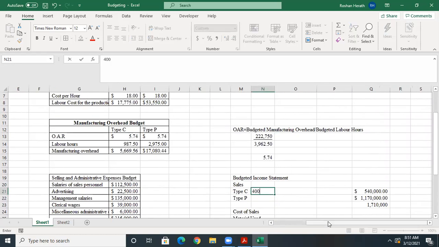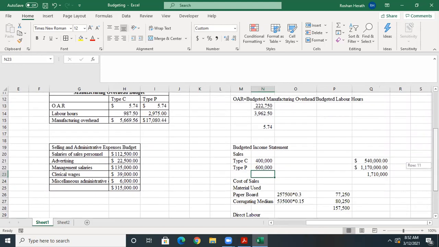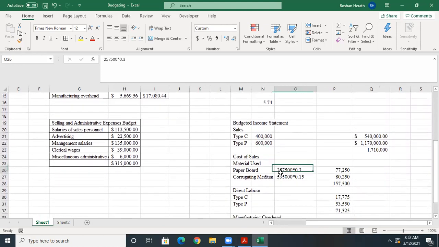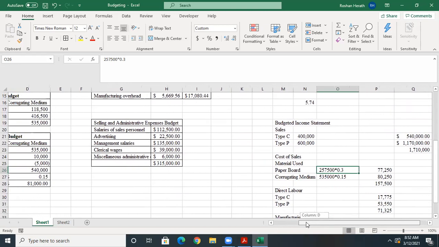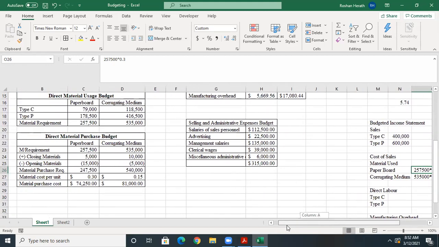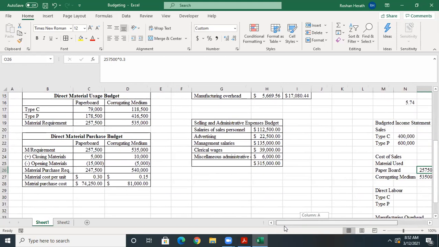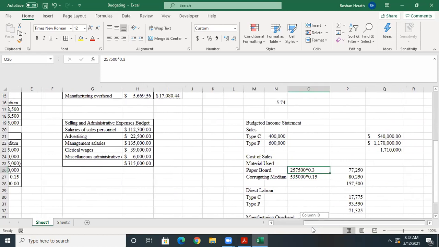400,000 and 600,000. Then we should base all these costs on those amounts. We cannot take the sales requirement together with production. So it's a mistake that we have made over there.